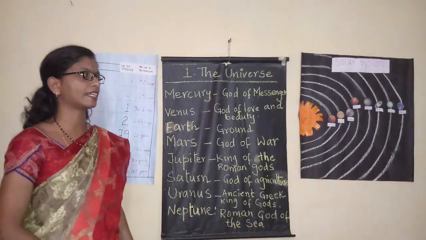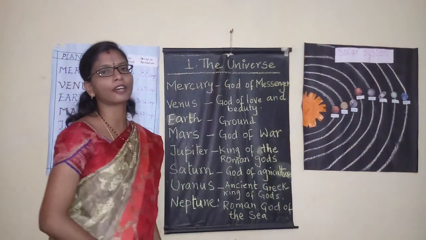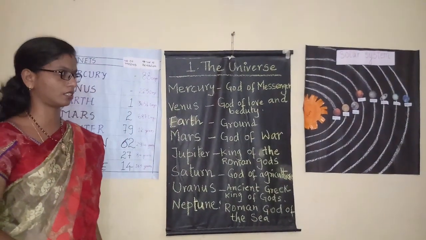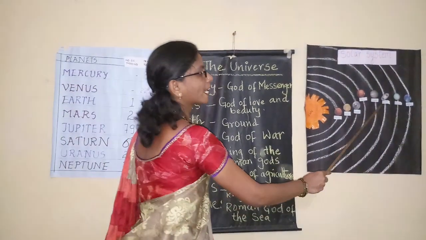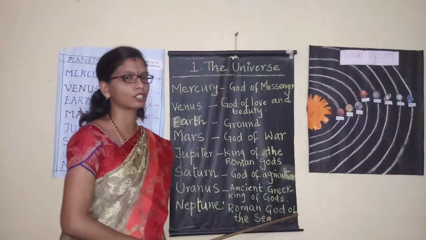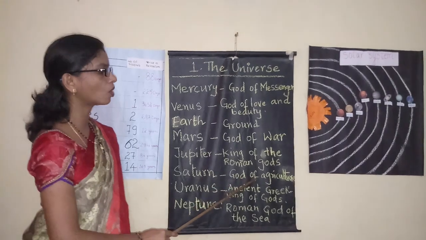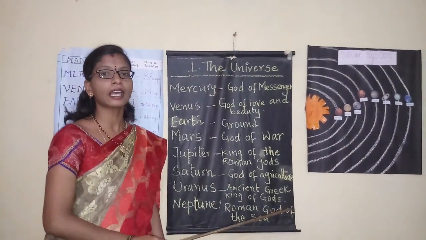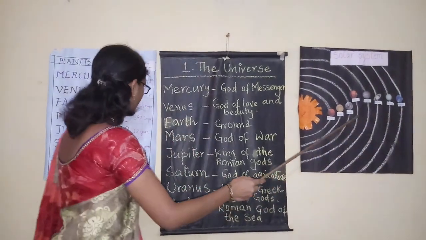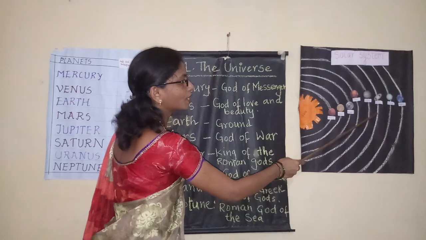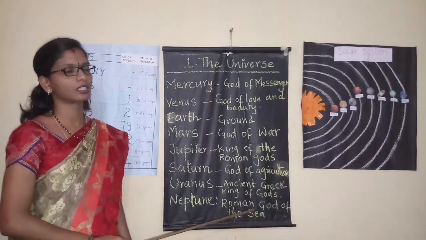The sixth planet from the sun in the solar system is Saturn. This planet has rings around it. And these rings are formed by ice and dust. So it is also known as the ringed planet and is the second largest planet in the solar system. And the name Saturn comes from the Roman god of agriculture. And this Saturn takes 29.46 years to complete one revolution around the sun.